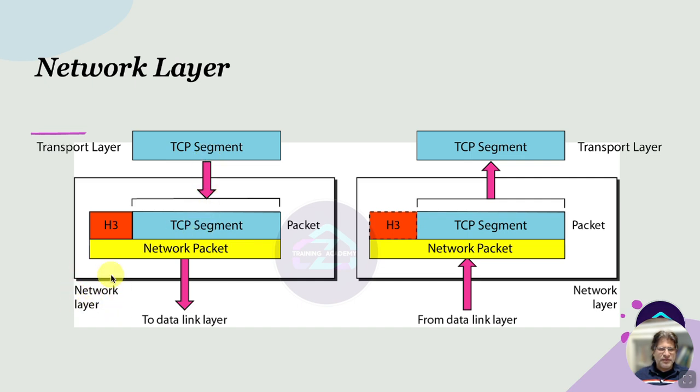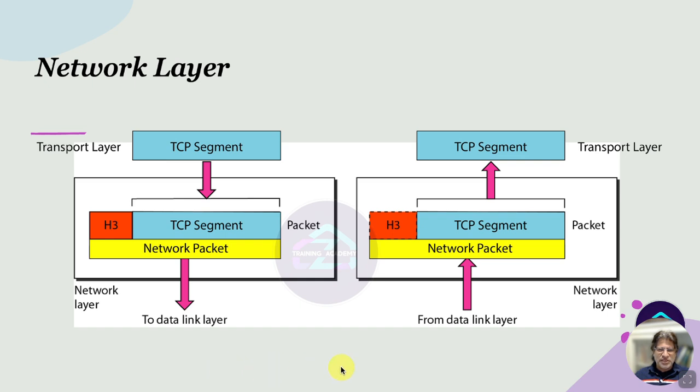So here we have the network layer. This is the network layer right here. The TCP segment is sent from the transport layer over here to the network layer. The network layer will add its own header information in here to create what is called a network packet. And this network packet is sent to the layer below, which is the data link layer. And below the data link layer is the physical layer, right?